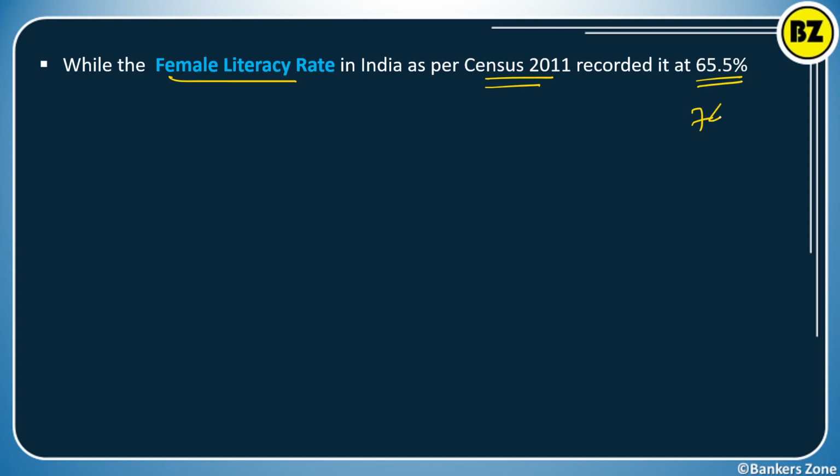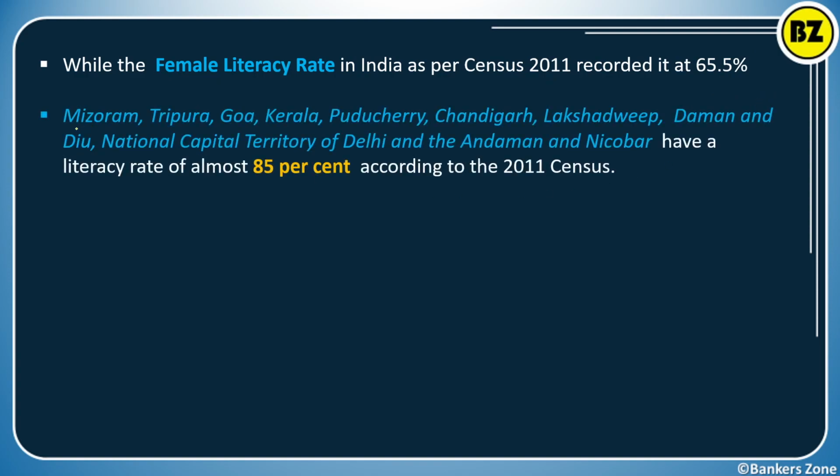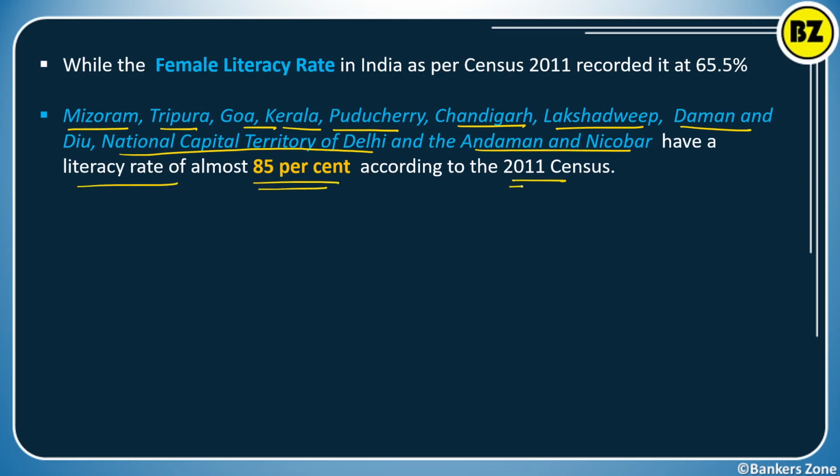That means overall is 74.04%, but out of that only female is having 65.5%. So for female it is less. Now Mizoram, Tripura, Goa, Kerala, Puducherry, Chandigarh, Lakshadweep, Daman and Diu, National Capital Territory of Delhi and the Andaman and Nicobar have literacy rate almost 85% according to the 2011 census. So see, you can go through these states.